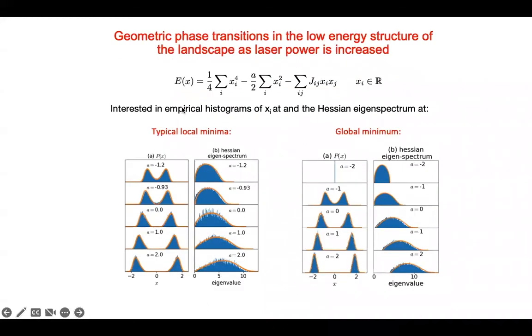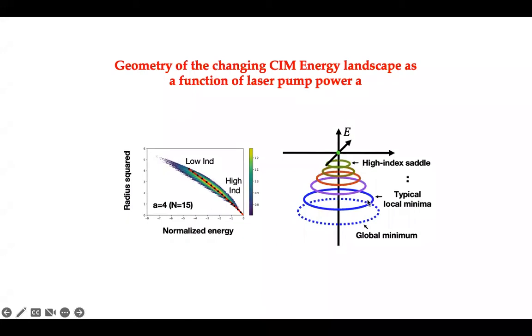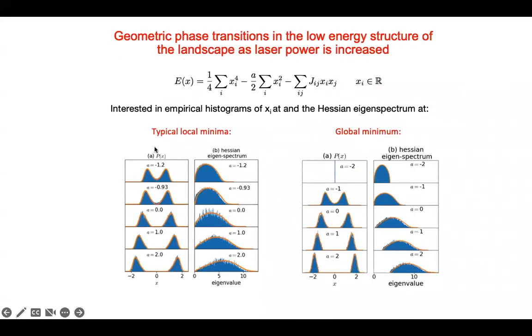Oh, by the way, before we do that, we can also compute the shape of these minima. If you find yourself at a typical local minimum, which, remember, is slightly higher in energy than that of the global minimum, as you crank up the laser power, this is the distribution of xi's at a typical local minimum. The blue is what we get from numerics. The orange is what we get from theory. And you can see there's a really nice match. And what's happening is as you crank up the laser power, the spins or photon fields are committing to positive or negative values. At low laser power, they're not yet committed. That's what you'd expect from a deepening double well potential, intuitively.